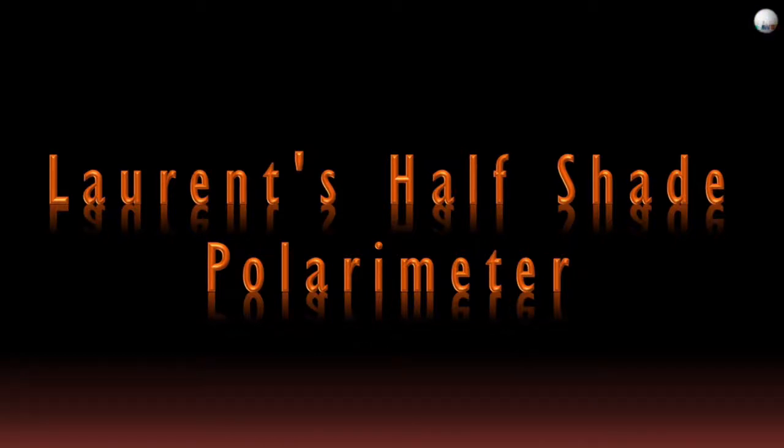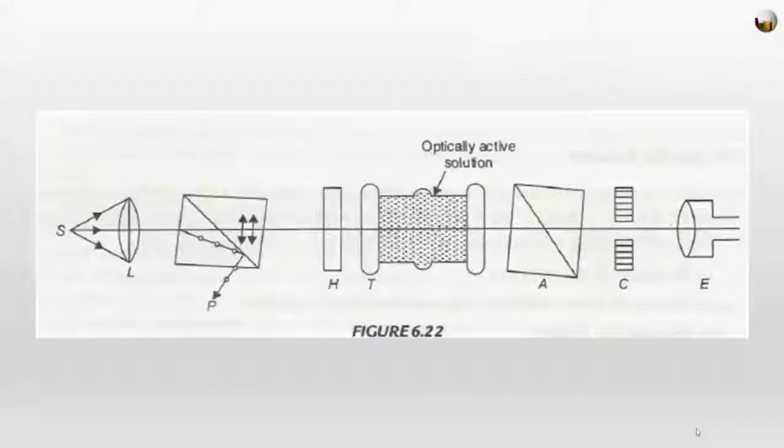One of the most accurate and commonly used polarimeters is a Lorentz half-shade polarimeter. It consists of a monochromatic source S, which is placed at a focal point of a convex lens L. Just after the convex lens, there is a Nicol prism P, which acts as a polarizer. H is a half-shade device which divides the field of polarized light emerging out of the Nicol P into two halves of perpendicular plane. T is a glass tube in which optically active solution is filled.